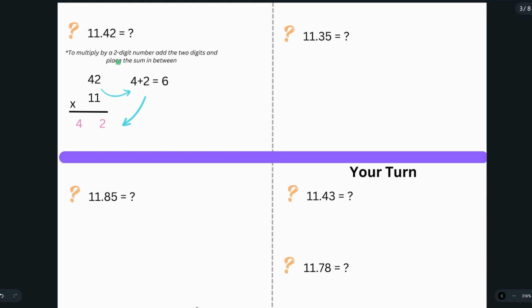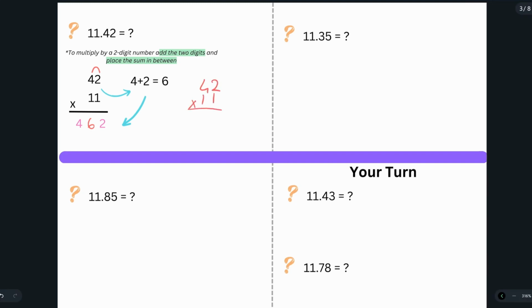When we are multiplying by 11, there is an easy way. To multiply by 11, you just add the 2 digits and place the sum in between. Let me show you. Here we have 42 times 11. You just rip apart the 42 into 4 and 2, and you add them up. In this case, it's 6. And then you write 4 on the left and 2 on the right, and you just place the sum in between. The answer is 462.